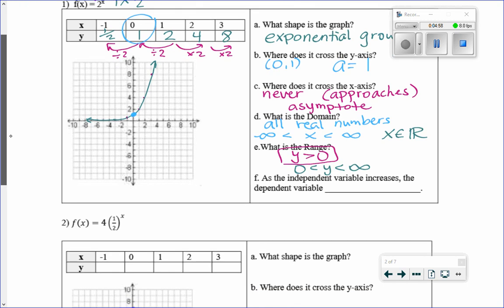As the independent variable increases, the dependent variable also increases because it's a positive relationship. It's growth.